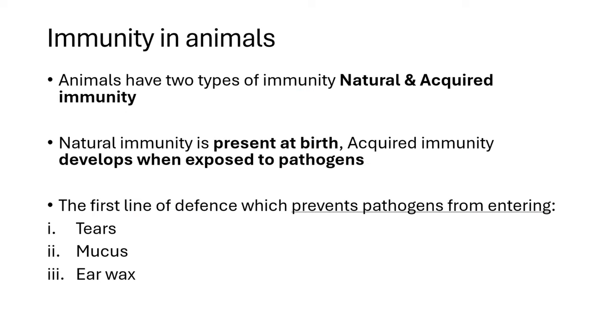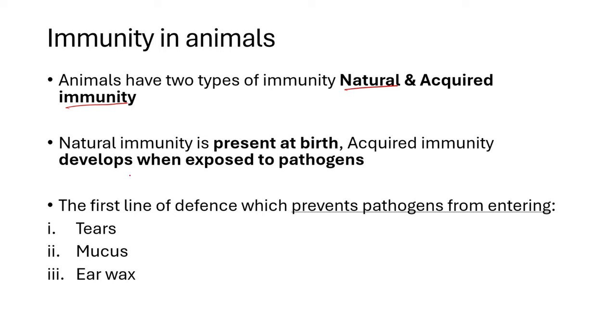So in animals, immunity is divided into two types. We have got natural immunity. We have got acquired immunity. These are the two types of immunity. We've got natural and acquired. We're going to talk about acquired later, but let us first start with the natural immunity.